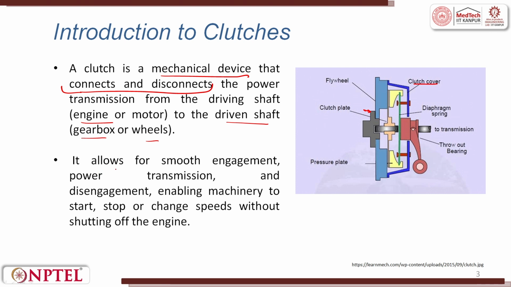Now, it allows for smooth engagement, power transmission and disengagement, enabling machinery to stop and change speeds without shutting off the engine. So, the keyword here is smooth engagement or disengagement. That is the purpose of a clutch, so that a smooth engagement or disengagement is there. There should not be shock, there should not be sudden stopping or anything.